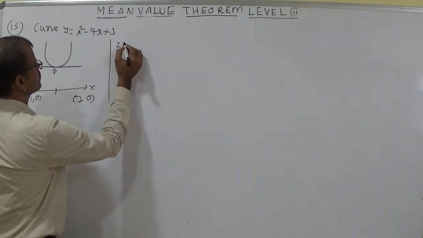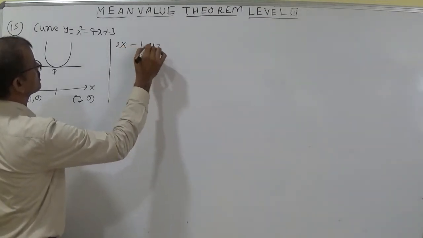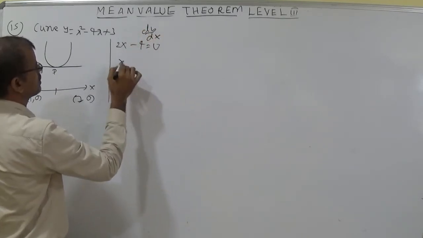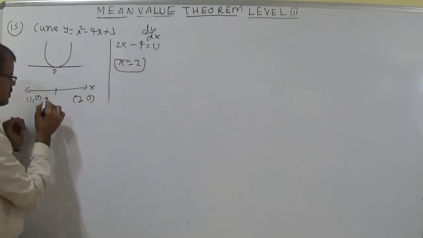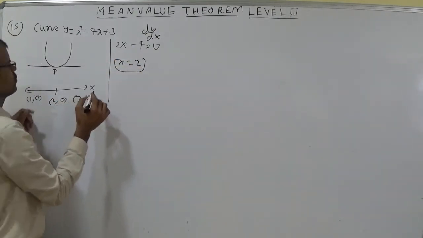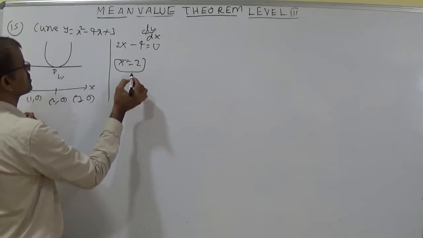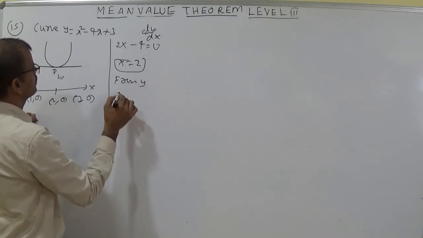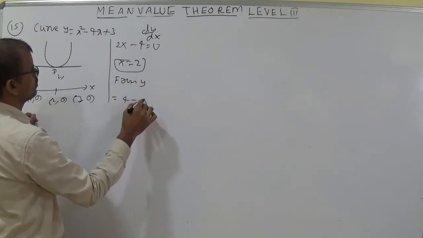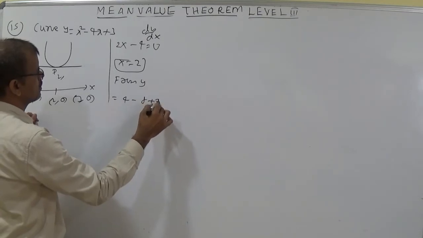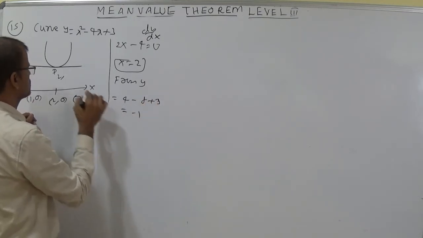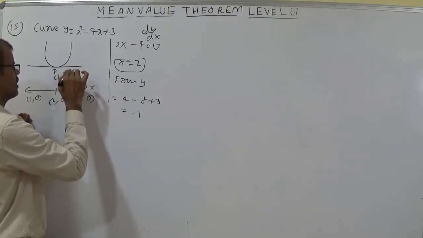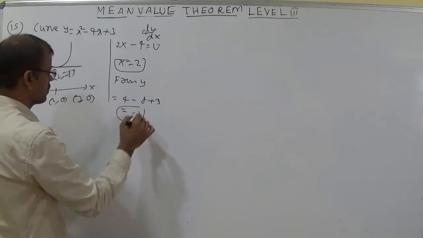So by Rolle's theorem we can say that dy by dx, 2x minus 4, equal to 0. So x equal to 2. Anyhow, we got the midpoint. Substitute the value in the curve, since he is asking for the ordinate y. So y is equal to 4 minus 8 plus 3, which is minus 1. The point is (2, minus 1). So the ordinate is minus 1. Only minus 1 is the ordinate. This is the required point.